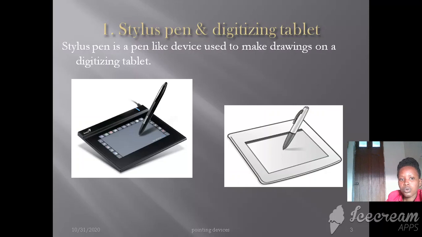Next, you can look at the definition or the brief explanation of the stylus pen. A stylus pen is a pen-like device used to make drawings on a digitizing tablet. So you can use that pen and then the digitizing tablet to do so.